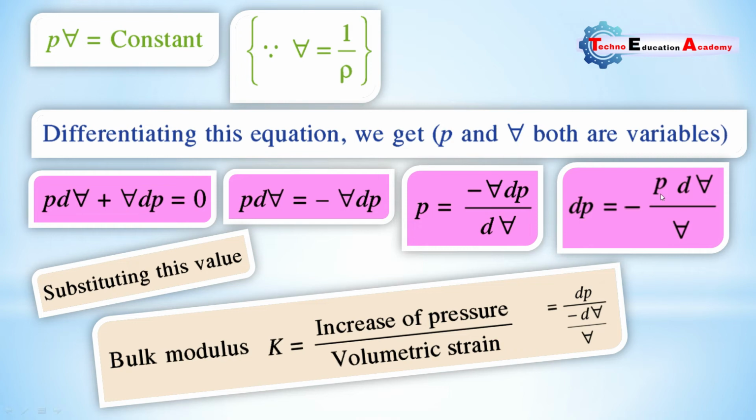Here you can see that the minus term is there, and in the denominator the minus is also there. dV by V is also there, so it is cancelled out. The remaining term is P. So K equal to P for isothermal process. Here we prove that bulk modulus is equal to pressure for isothermal process. This is the relationship between bulk modulus and pressure for isothermal process.